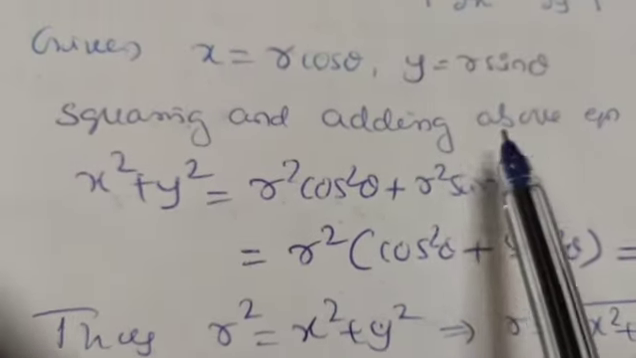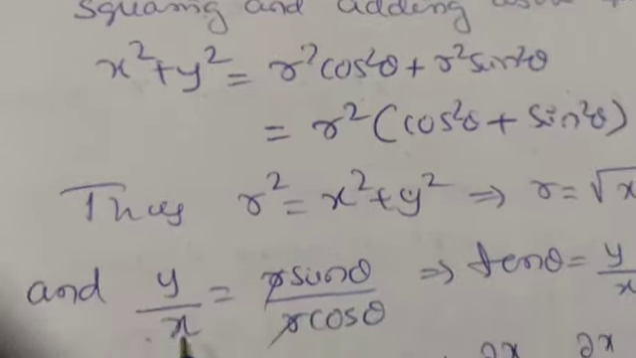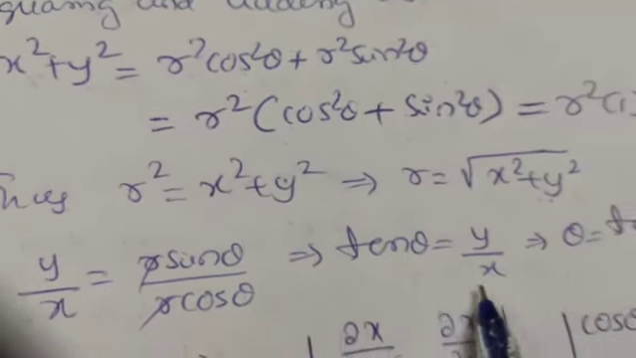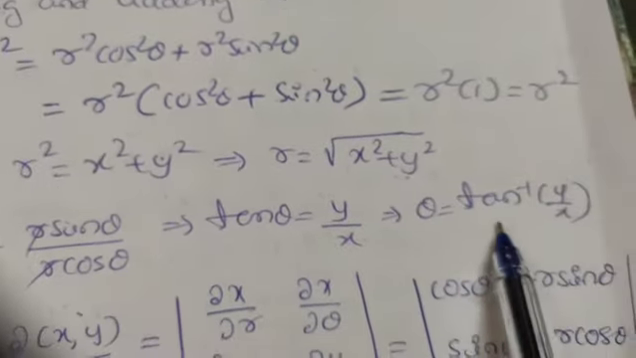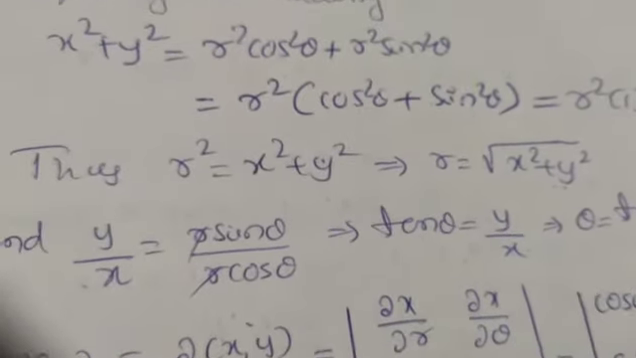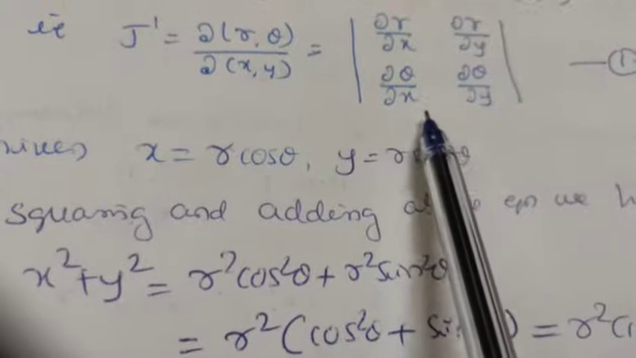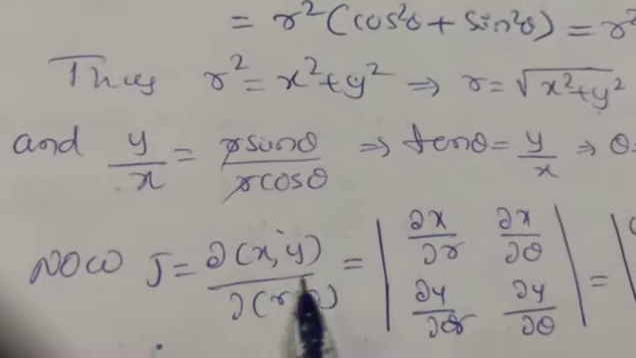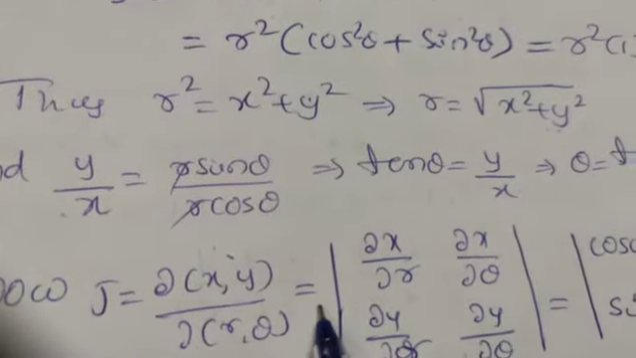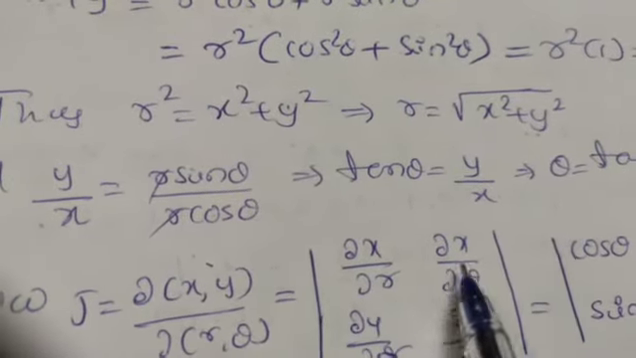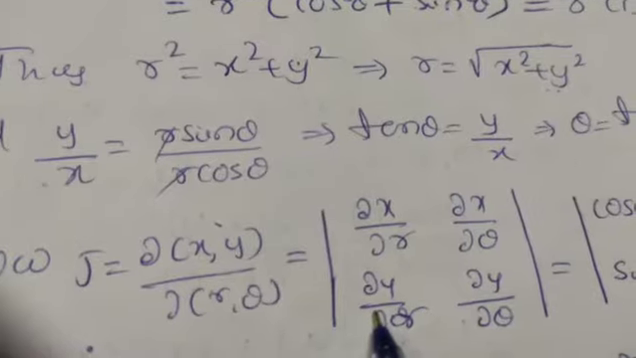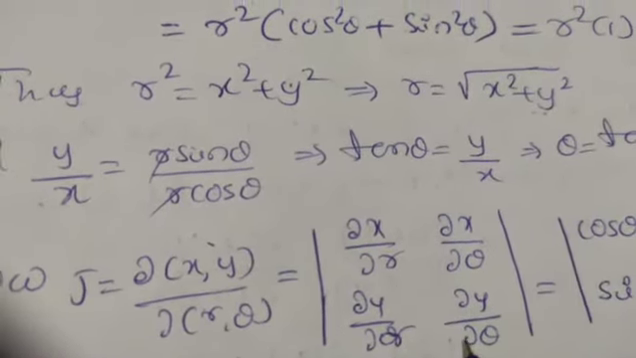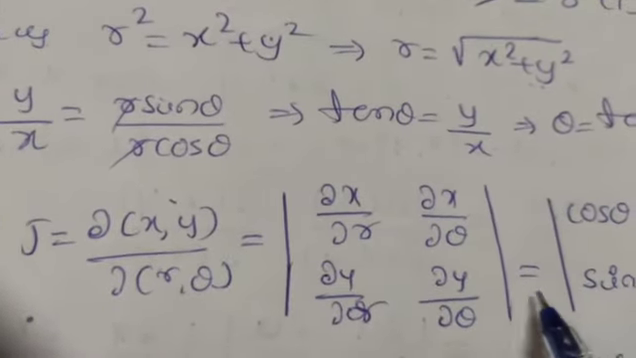Dividing these two equations, y by x, you will get r sin theta divided by r cos theta. This implies tan theta is equal to y by x, or theta is equal to tan inverse y by x. So let us come to equation number 1. In this we have J dash is equal to dou of x comma y divided by dou of r comma theta. It is equal to dou x by dou r, dou x by dou theta, and the second row is dou y by dou r and dou y by dou theta. Let us substitute the values here.